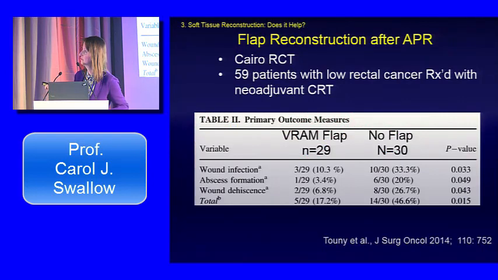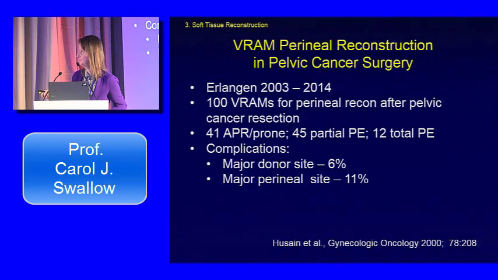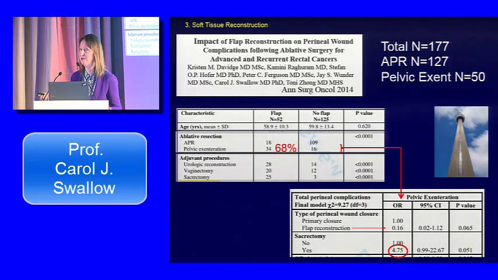There's a randomized controlled trial from Cairo of flap versus no flap after APR for low rectal cancer when patients have had neoadjuvant chemoradiation, and you can see the complication rates were significantly improved in those with the flap reconstruction. In a systematic review after APR, perineal complication rate is better with a flap than without a flap. And in this series from Erlangen, there's also a complication rate to think about at the donor site, but the perineal site complication rate is much reduced versus what you'd expect.